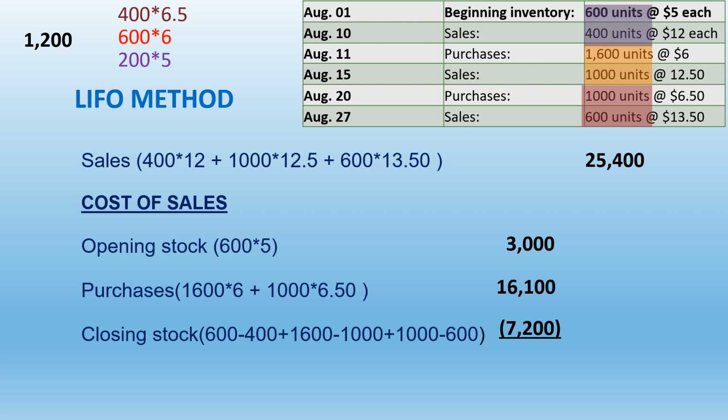So by adding the opening stock, adding the purchase and deducting the closing stock, we are getting 11,900 as the cost of sales. So my dear students, what will be your gross profit? So your gross profit would be 13,500 under LIFO method.